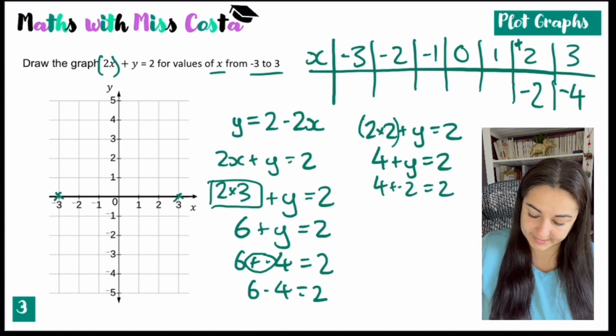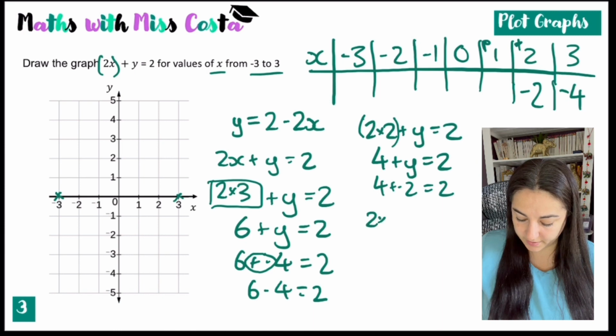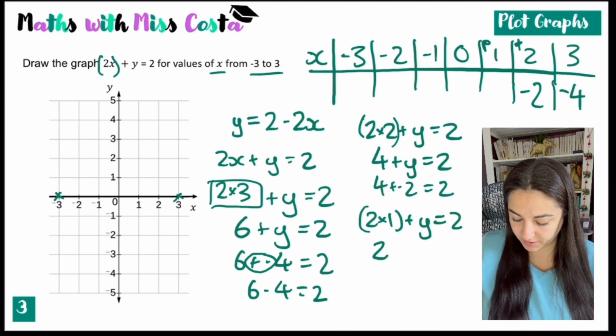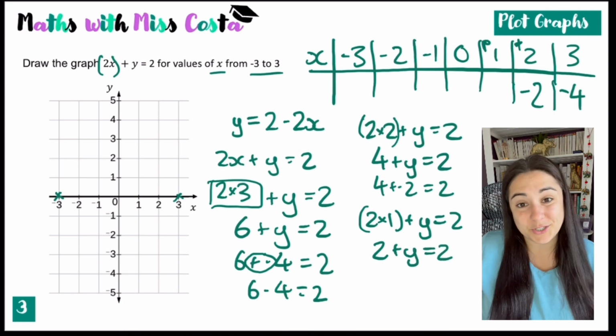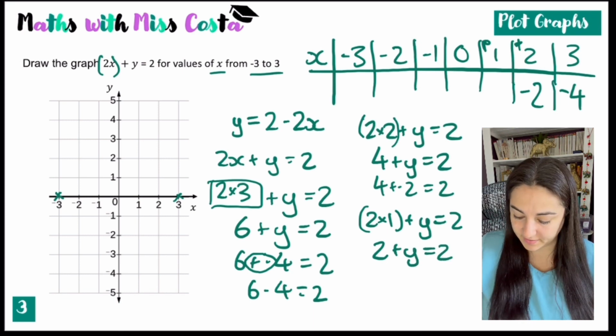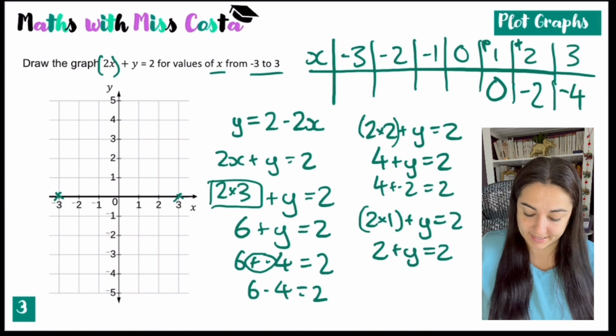Do the same when x is 1. So 2 times 1 plus y equals 2. So 2 plus something gives me 2. 2 plus 0 gives me 2. So the y coordinate would be 0.